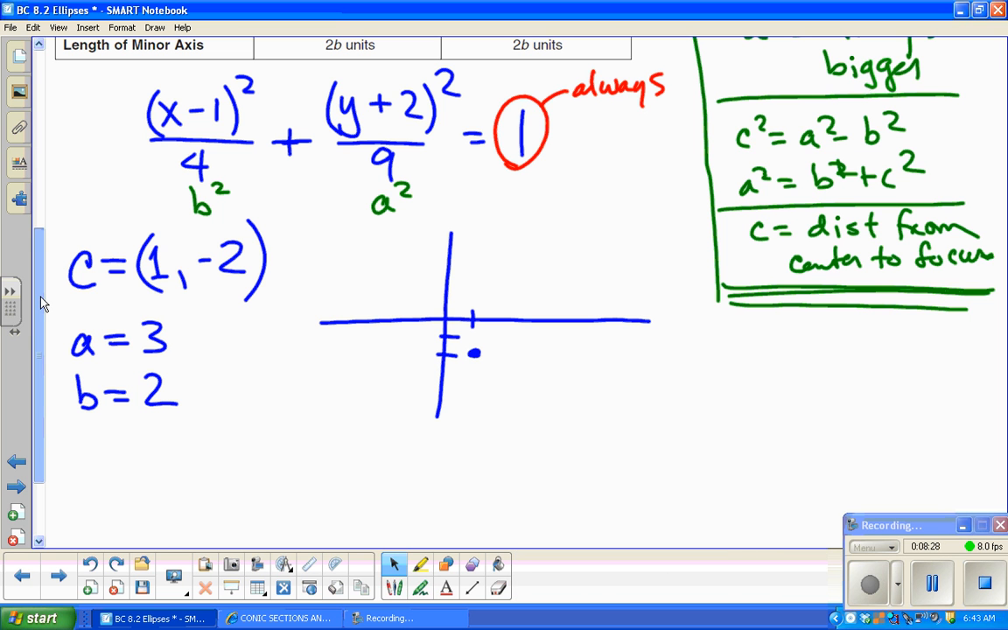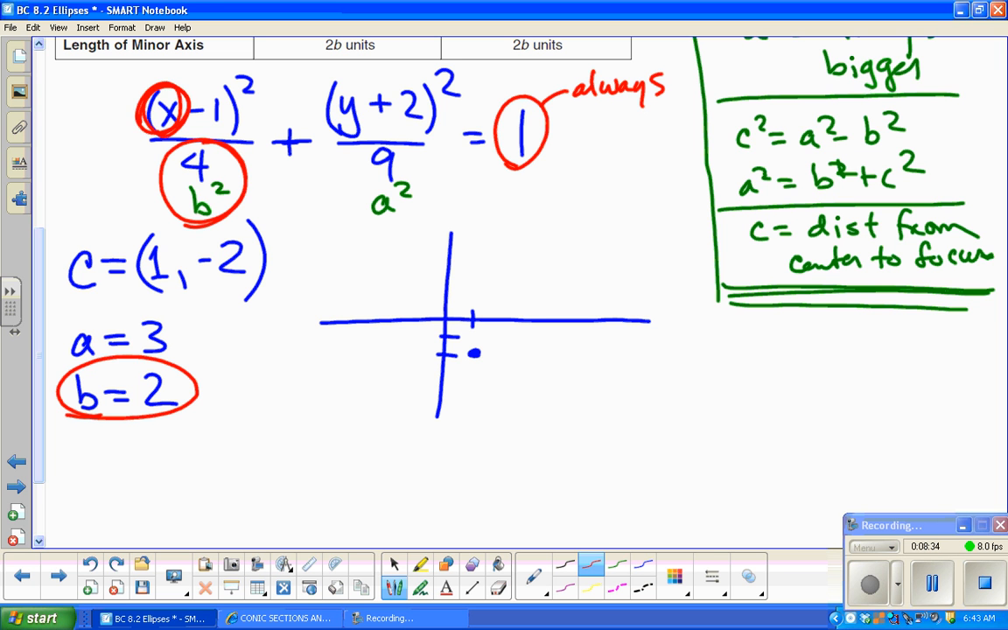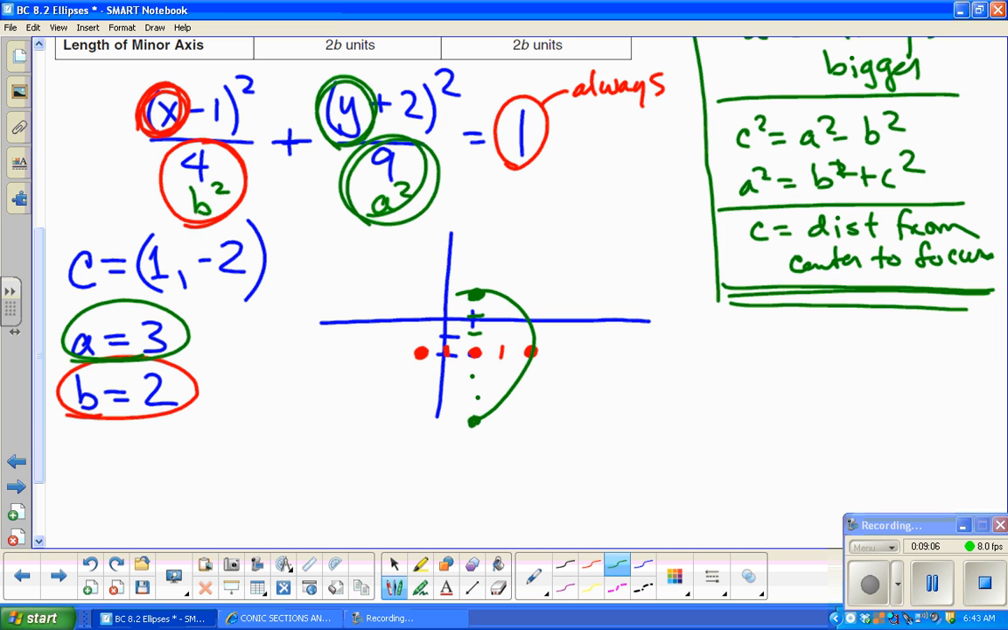Since b squared is 4 and b is 2, and since that's all under x, that's the horizontal distance. So horizontally from the center, we're going to count 1, 2, and put a point. And then 1, 2, and put a point. I'm going to do the same kind of thing. With this, a squared is 9, so a is 3, and that's under y, so that's up and down. So we're going to go 1, 2, 3, and 1, 2, 3, and then sketch it. Now, yeah, that looks more like an egg, I guess, but the idea is it's supposed to look like a circle. It's kind of stretched.